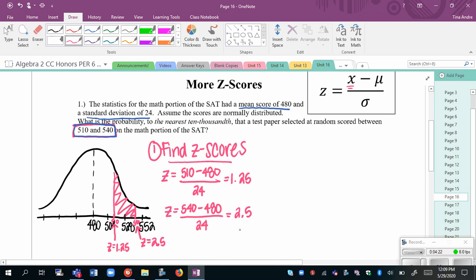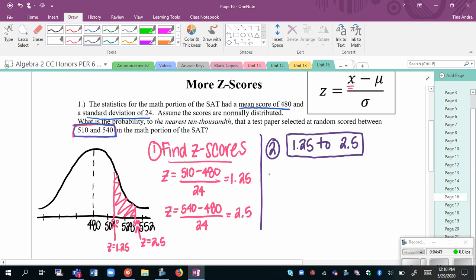So now that I know my z-scores, I can go ahead and calculate the probability of being between 1.25 and 2.5. So we're looking at from 1.25 to 2.5. That's the probability. Those are our z-scores. So I'm going to do the normal CDF of 1.25 to 2.5. And again, we'll keep the 0 and the 1 the same.